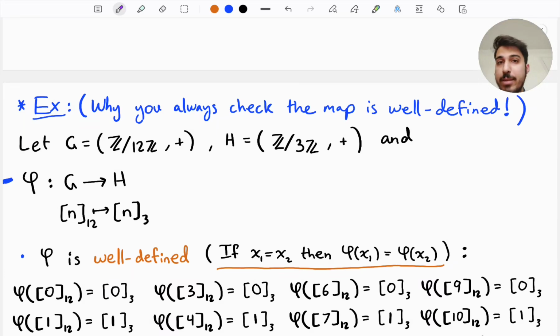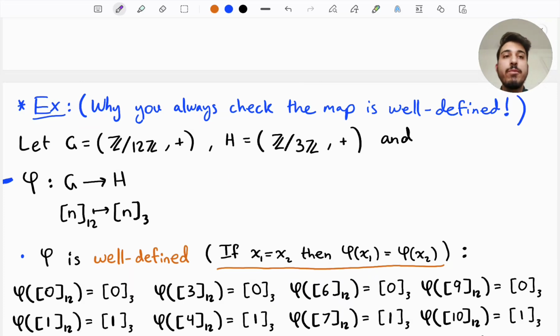So let us see an example to see why this is so important. Let G be the additive finite group Z/12Z, and let H be the additive group Z/3Z. And let phi be the homomorphism, the map that goes from G to H, takes an element from Z/12Z, and gives you back the same element but in Z/3Z.